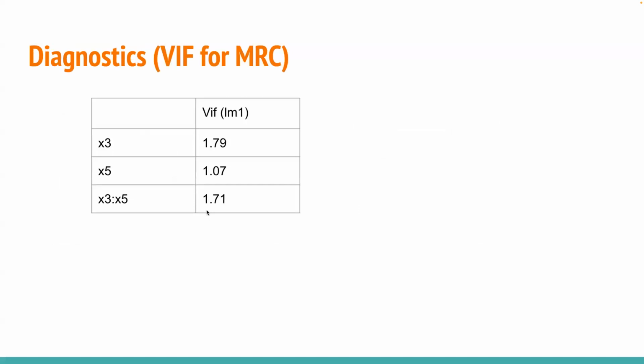Next, we're going to run some MRC diagnostics for the data that we picked out. Our variance inflation factor is going to measure the amount of multicollinearity in our analysis. Multicollinearity exists when our independent variables are shown to correlate with each other. Our VIF measures for our variables are slightly greater than 1, with X5 being the smallest, meaning that there is some moderate correlation between our variables.